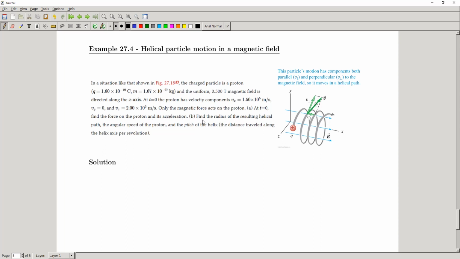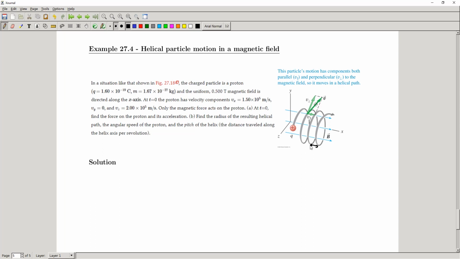Then in part B, we want to find the radius of the resulting helical path. We also want to find the angular speed of the proton and the pitch of the helix. The pitch of the helix is just the distance traveled along the axis of the helix in a single period. How far does it travel in a single period? I have some numbers here, so we don't need to pull out a calculator, and let's take a look. In part A, we're starting off.